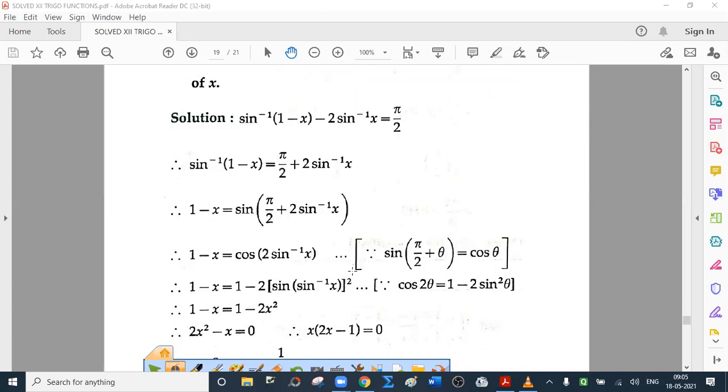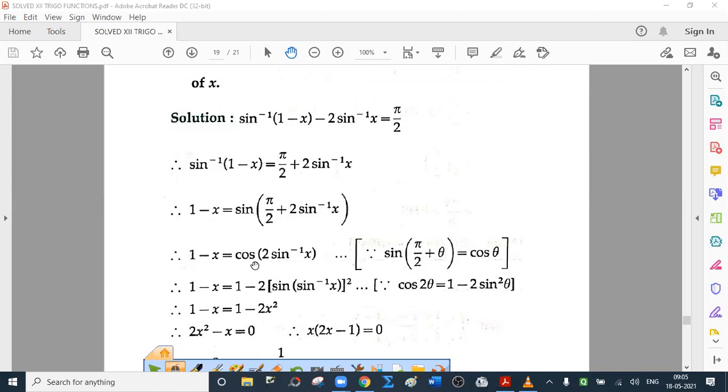Now the next part is important. Can you tell me the formula for cos 2 theta? Cos 2 theta is 1 minus 2 sine square theta. So what is cos of 2 sine inverse x? It is 1 minus 2 times the square of what? Sine of sine inverse x.